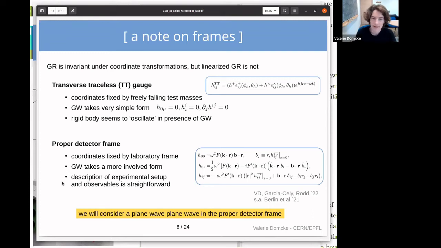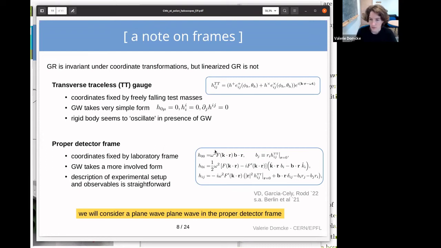And this is kind of now nice to describe your experimental apparatus, but it's a bit of a mess to describe the gravitational wave. So this nice simple form that we get up here for the gravitational waves now turns into this more involved form. But this is an exact expression, and it's doable, right? So if you plug this into Mathematica, you get larger expressions, but it's all still doable.